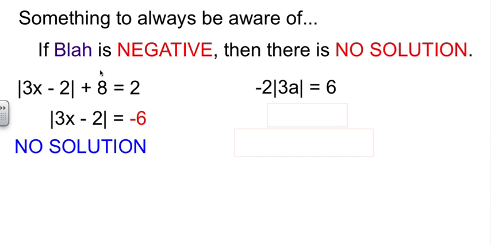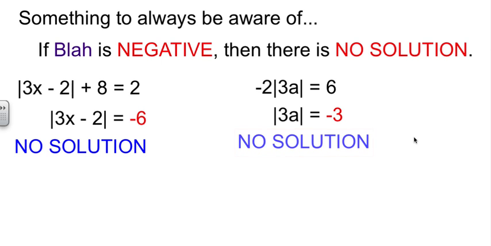You have to get the things that are with the absolute value out of the way. So we had to get rid of the 8. We have to get rid of this negative 2. We have to get it out of our way. It's multiplied, so we need to divide. We divide by negative 2, and now we've got absolute value of stuff equals negative 3. Nope, can't have that. No solution. Again, they disguised it.